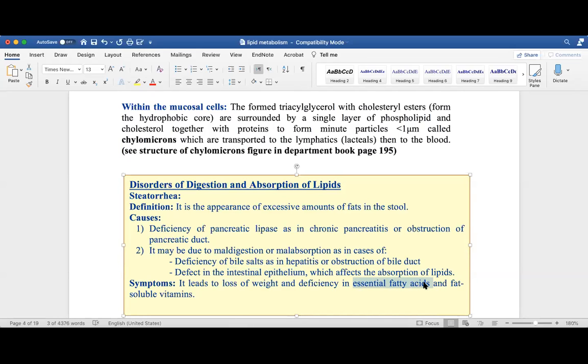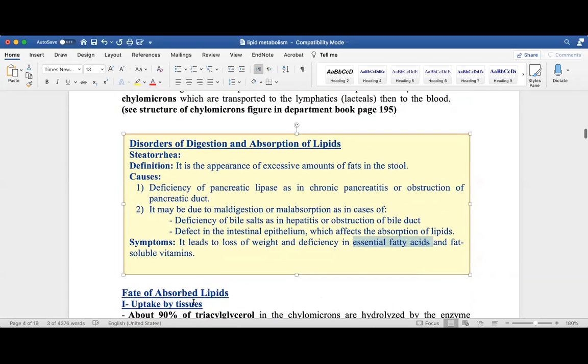You are going to study in metabolism what the symptoms of essential fatty acid deficiency and deficiency of fat-soluble vitamins are. I will stop here, and then Dr. Riham will complete with you from the fate of absorbed lipids.